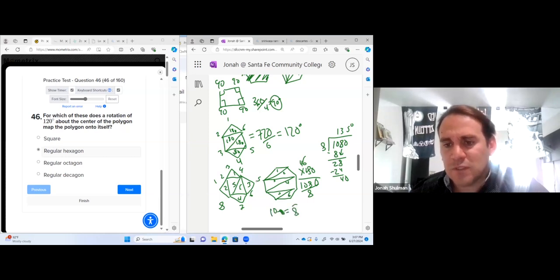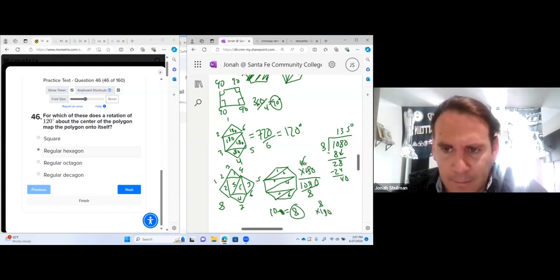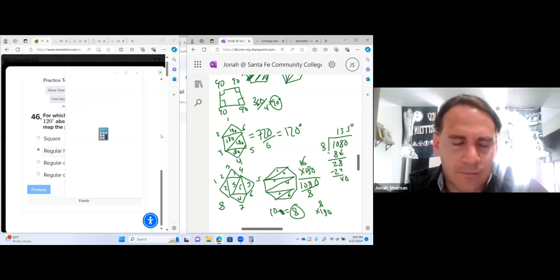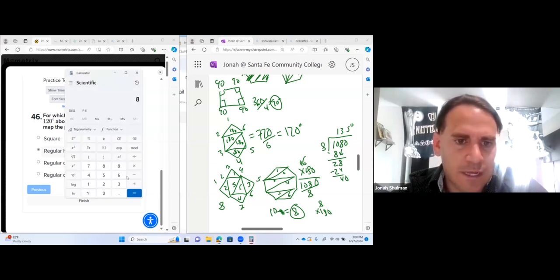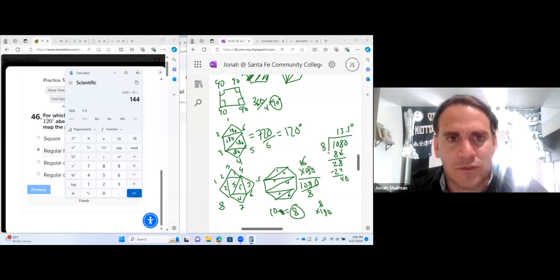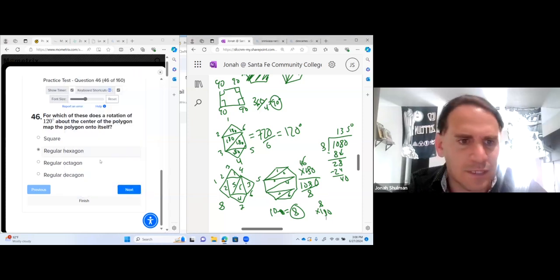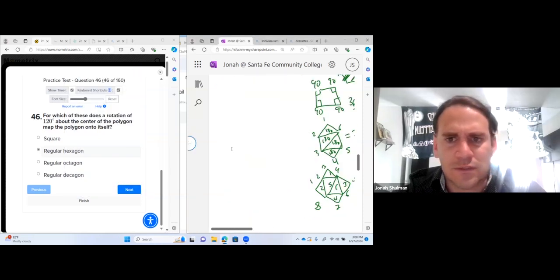So the decagon is going to be 2 more, so that's 8 triangles. So it's 8 times 180, which is 1440, divided by 10. So it should be 144 degrees. Yeah. So the next one's 144 degrees for the decagon. So 46.